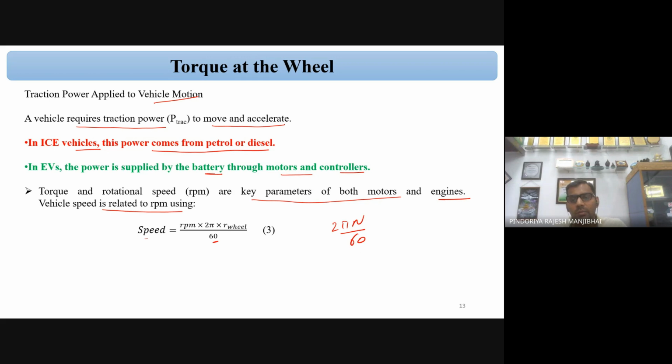You may have seen this formula in the first year. This is your omega, in radians per second, correct? So 2 pi n by 60. But here the speed is equal to RPM into 2 pi into the wheel radius, divided by 60.